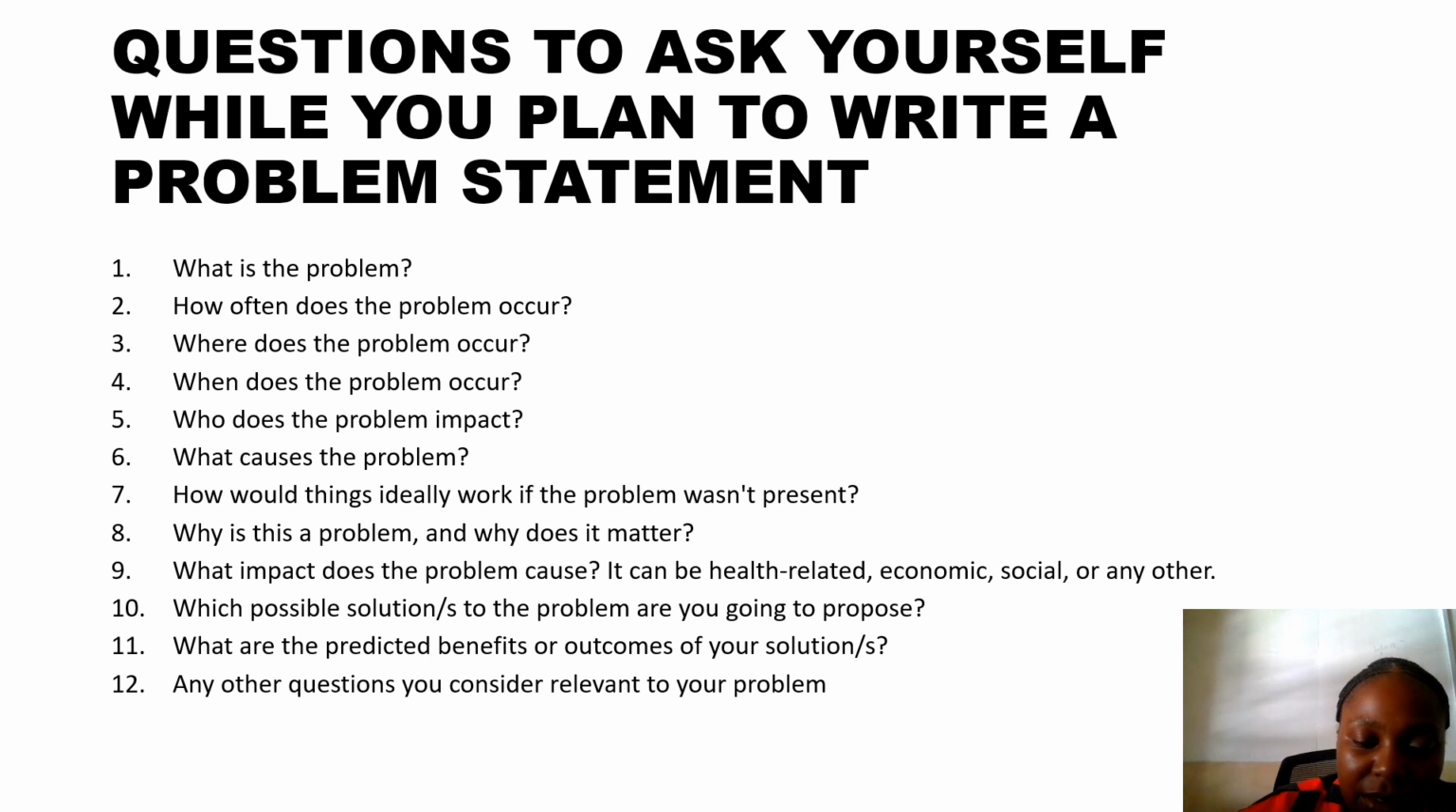Then number 11, what are the predicted benefits and outcomes of the solutions which you are suggesting? So after suggesting a solution, you need to write the benefits also. Like if people follow this solution, the benefits would be so and so, or the outcomes of following this solution would be so and so. Then the last question you can ask yourself is, any other questions you consider relevant to your problem? You can also add your own questions which you think also.